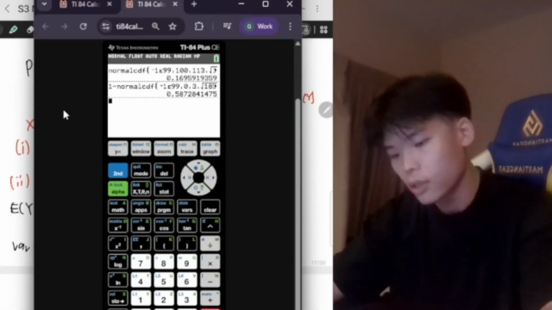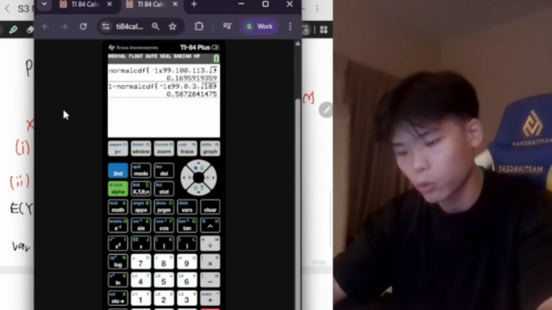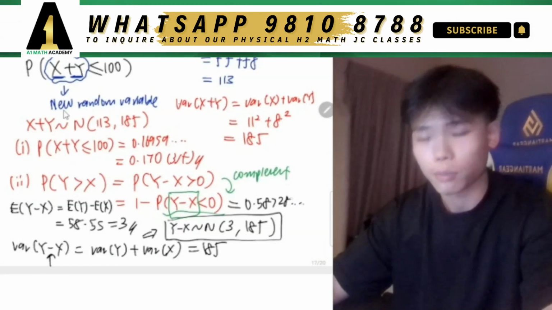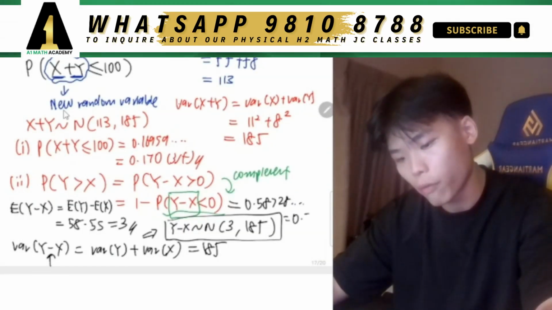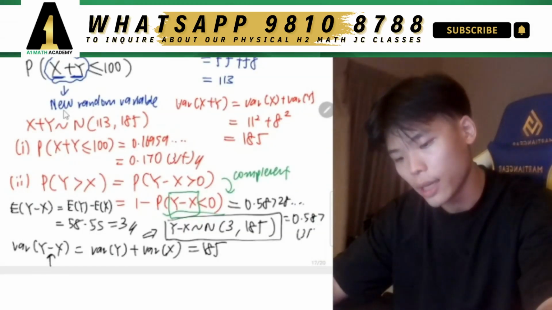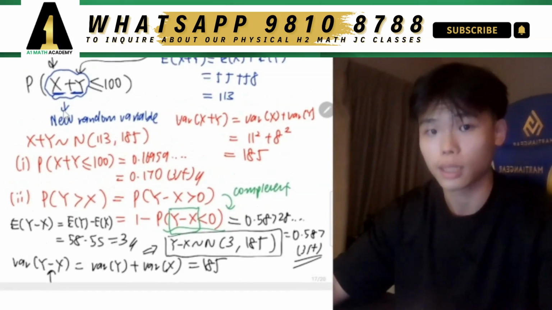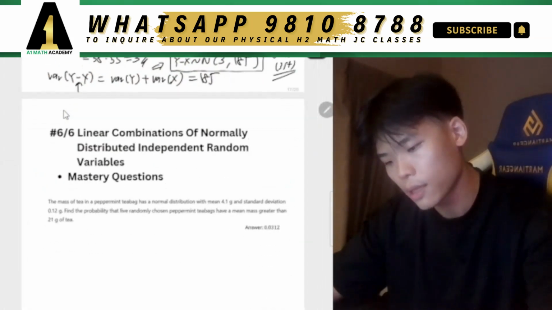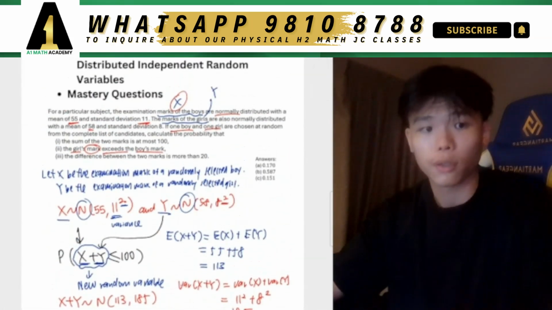I get a value of 0.58728 dot dot dot. And of course, I'm just going to 3SF it. 0.587 to 3SF. So that's the final answer to the next portion over here. Okay, so that's it. Now let's move on to the last portion of this question.